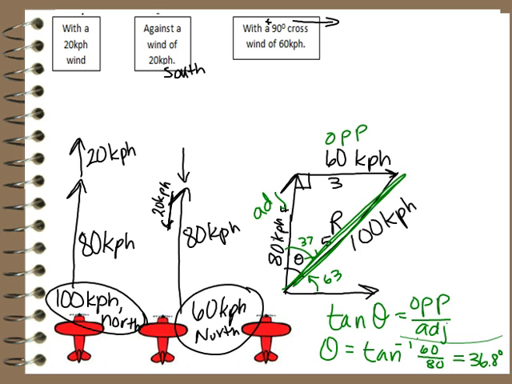I mean, you could report it from north from the east, or east from the north. And why am I saying east? This should be west. Sorry. Anyway, so you would report it as 100 kilometers per hour, 36.8 degrees west of the original north direction.